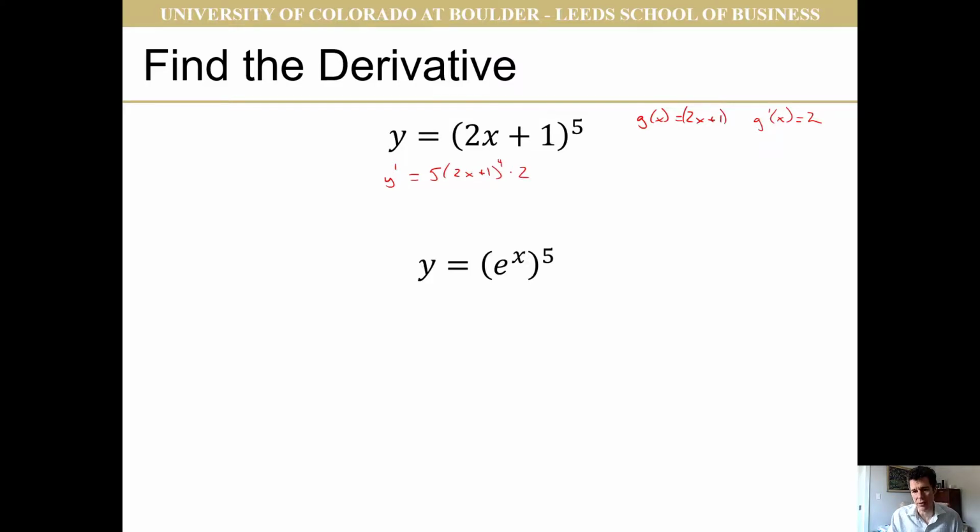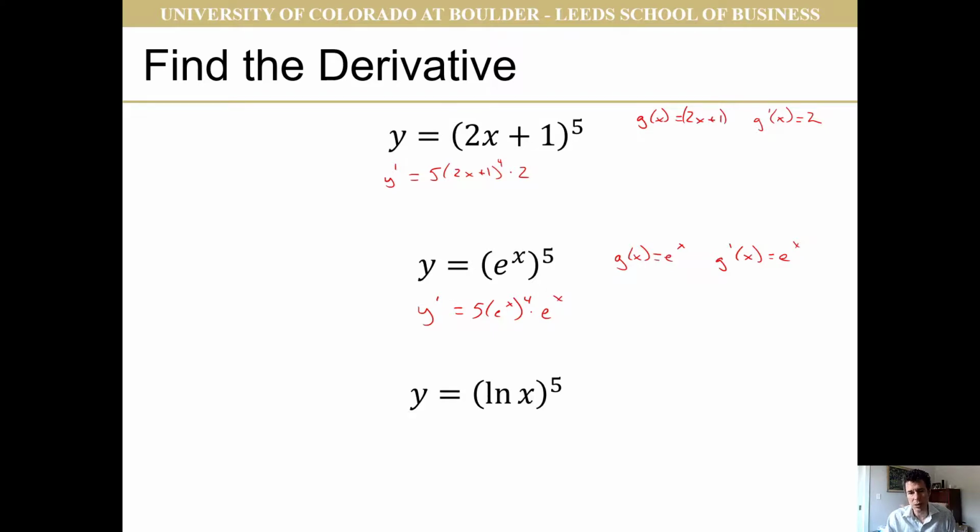e to the x, to the fifth. The inner function is e to the x. The derivative of the inner function is e to the x. So the derivative of this is 5 (e to the x) to the fourth times e to the x.